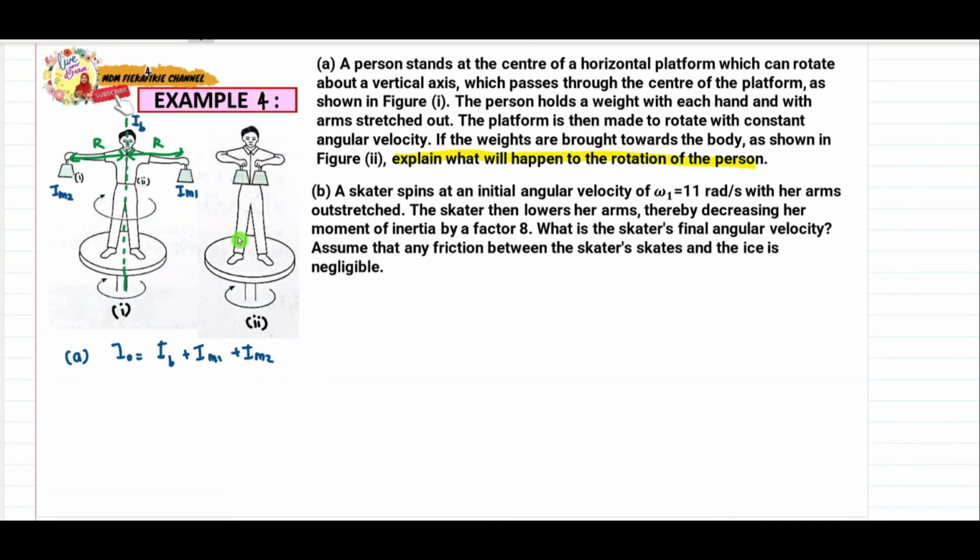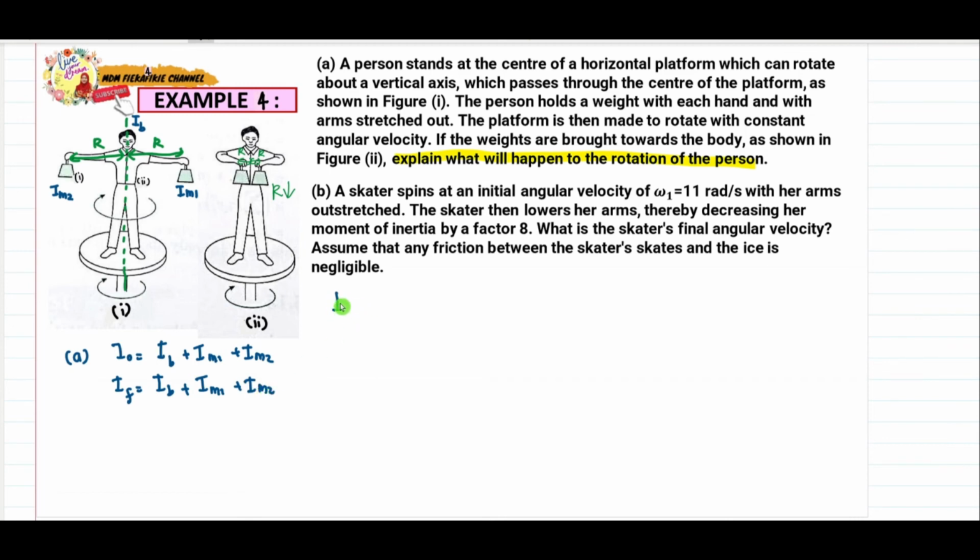And then for the final condition, when the weights are brought towards the body, what happens? You can see that R, the distance between the mass and the axis of rotation, is decreasing. So we can write that I final should be equal to I of the body plus I M1 plus I M2.